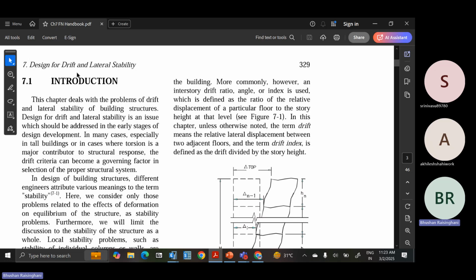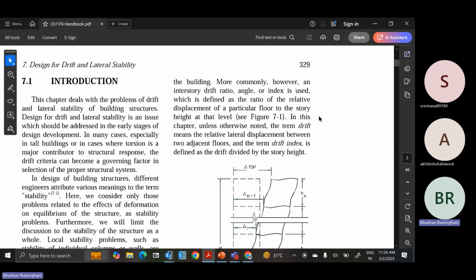So this is the important part: what is the interstory drift, what is the total drift, and what is the stability condition of the frame, whether it is a sway frame or a non-sway frame, and how to analyze this particular frame is of particular importance in analysis. So that is the focal point of this session today.